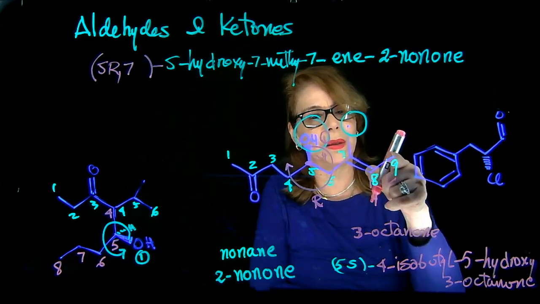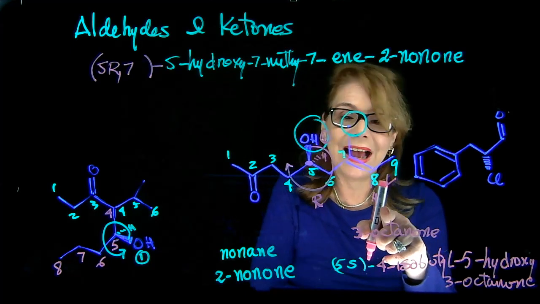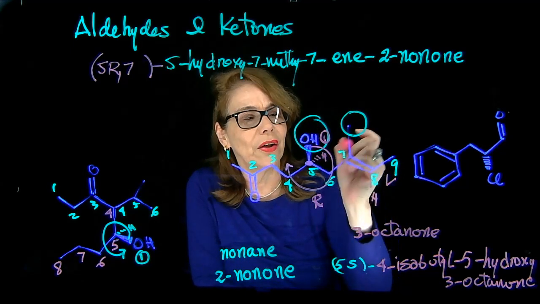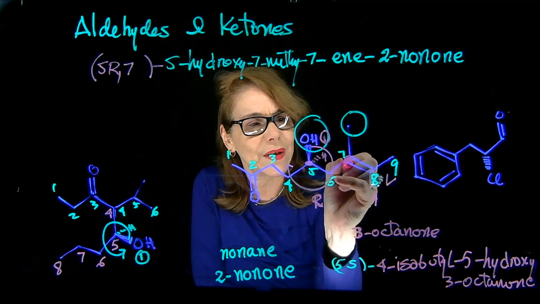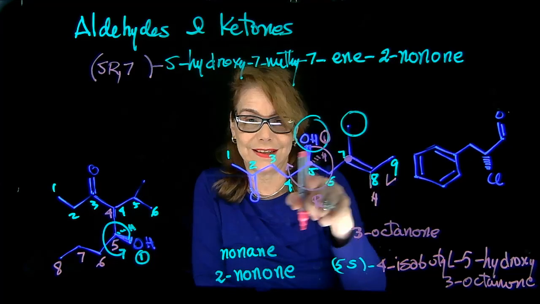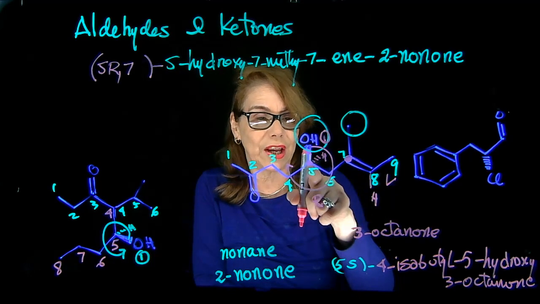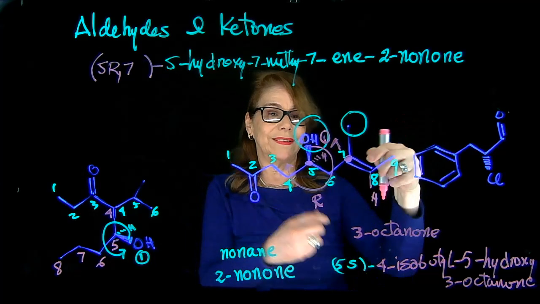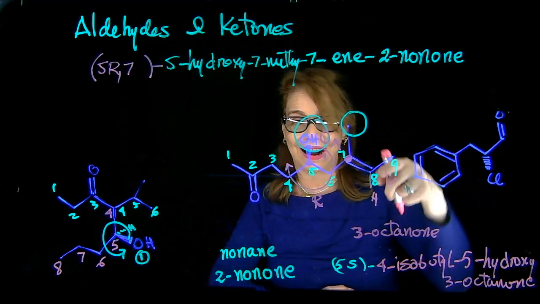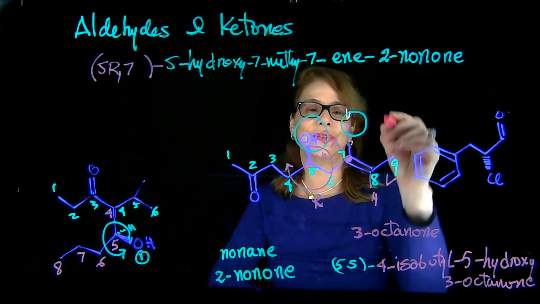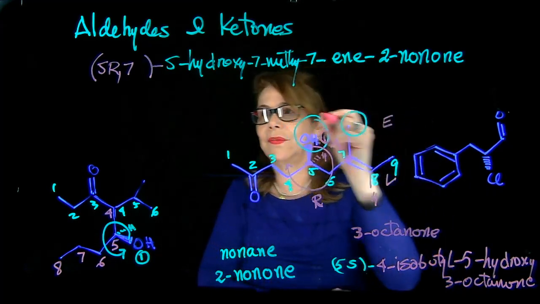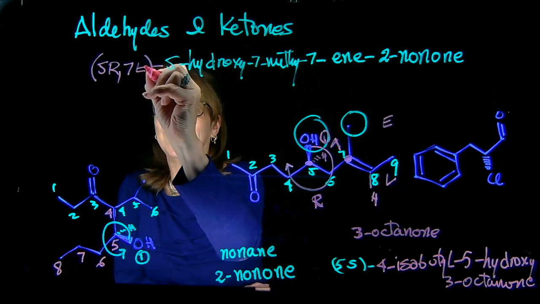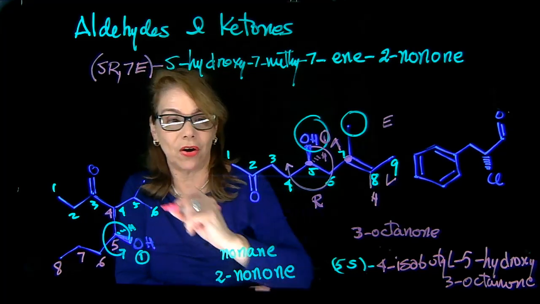So I'm going to do that. Metal is higher priority than H. And on the other carbon, this carbon here, you have a metal and the side chain. This chain has higher priority over the metal. Notice that the two highest priorities are on opposite sides. So this is E. So I'm going to say 7E, and the whole name is now complete.